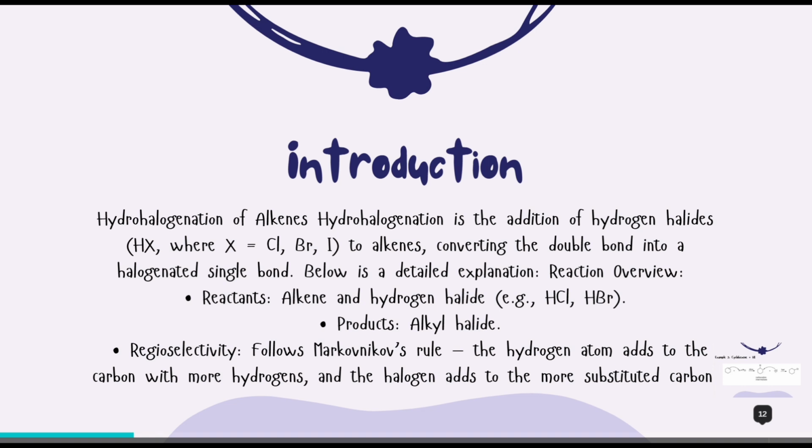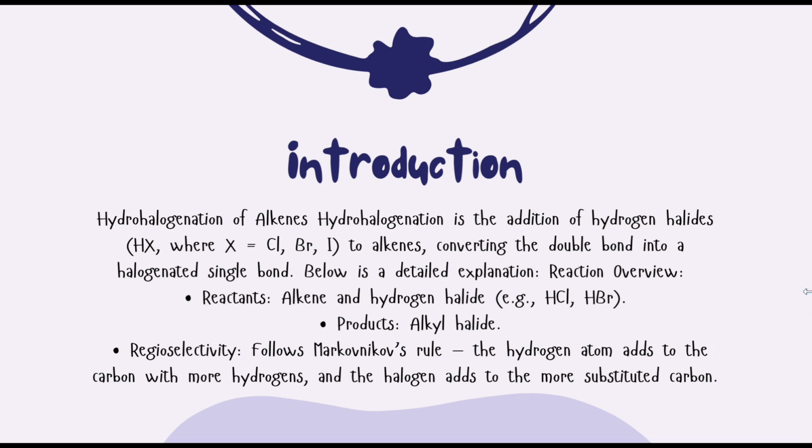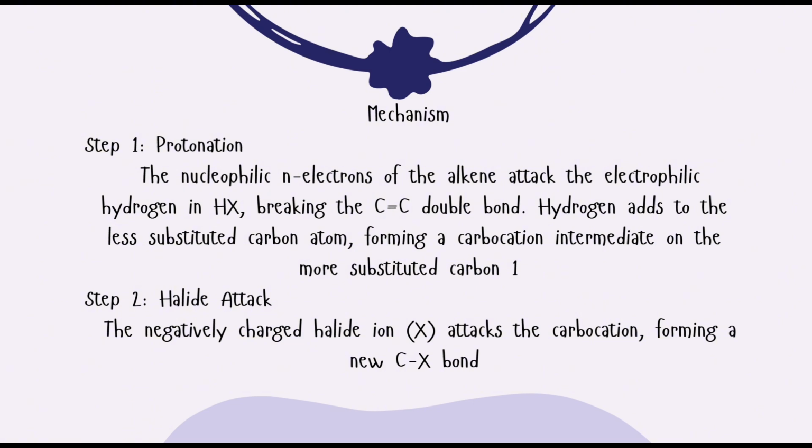So the reactants are an alkene and a hydrogen halide, for example hydrochloric acid and hydrogen bromide. The product is an alkyl halide. The regioselectivity follows Markovnikov's rule. It means that the hydrogen atom adds to the carbon with more hydrogens and the halogen adds to the more substituted carbon. So these are the mechanisms.